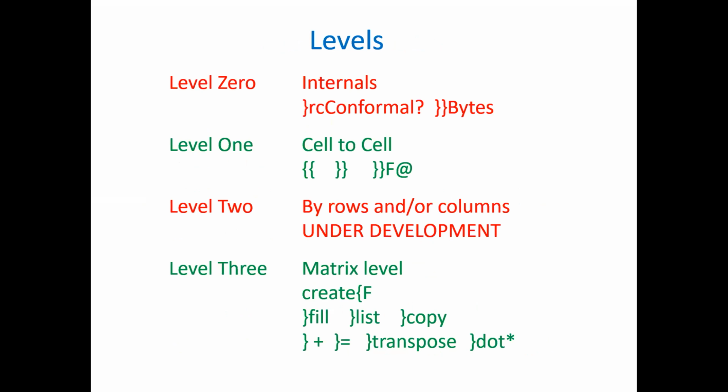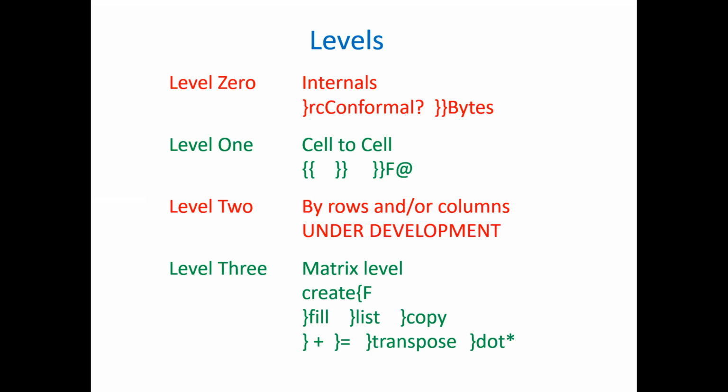Now, this is almost a conclusion, and this is where we are and where we're going. This operates at 4 levels. The first level is what I call level 0, which is the internals. These are the words you would see when doing internal programming, such as RC conformal, which lets you know you have two matrices that are row and column conformal. Double brace bytes tells you the number of bytes that the matrix occupies, the storage space, and so on. Level 1 is what we do cell to cell. So it's the double brace on both sides, fetch, store, and so on. You can address cells, you can manipulate cells.